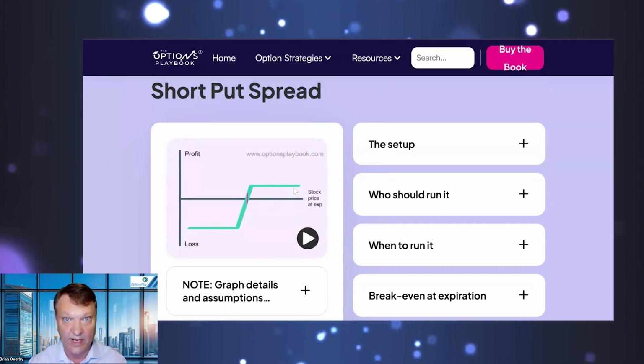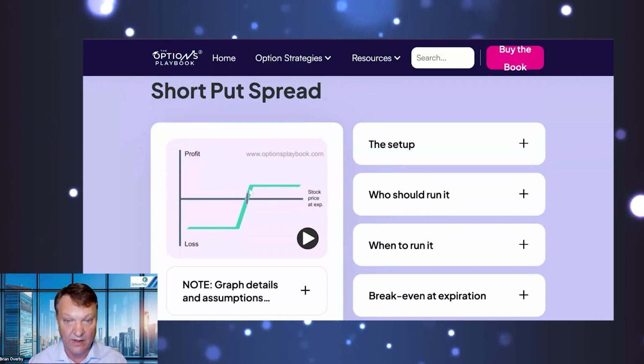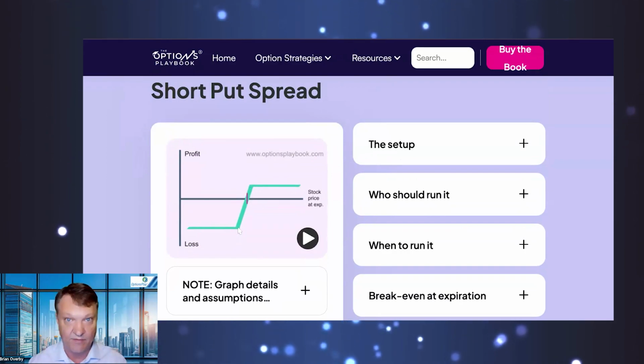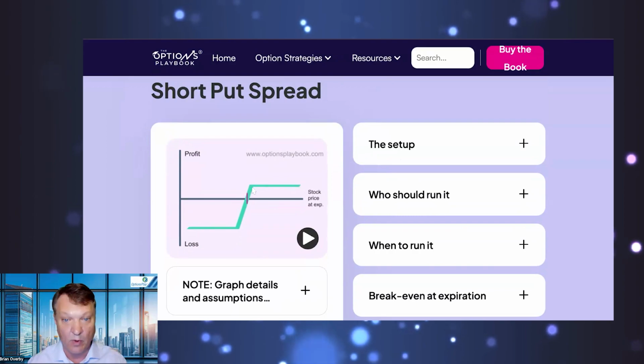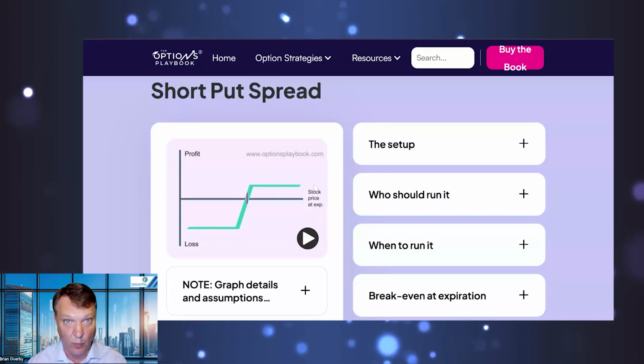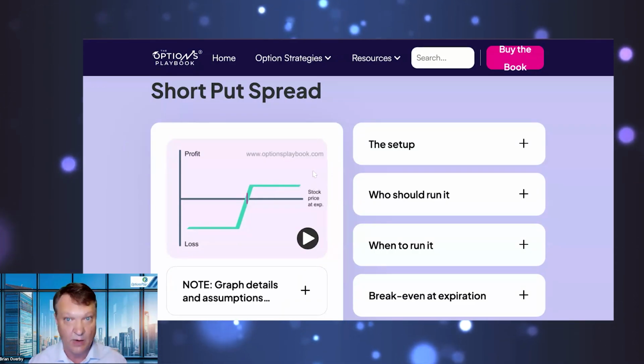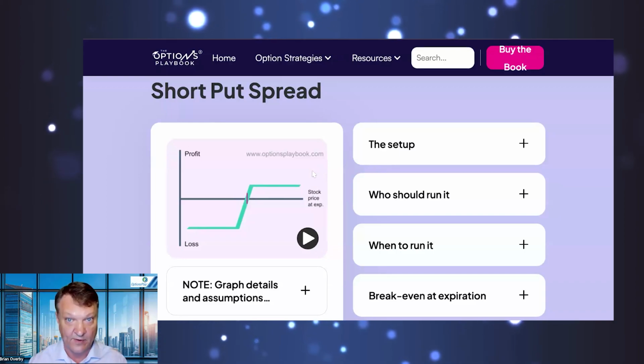So we do it for a net credit to the account. We're selling this put here. We're buying this put for protection, and we want the market to drift upwards, or if it's up here, just stay where it's at. We want time decay to be our friend.